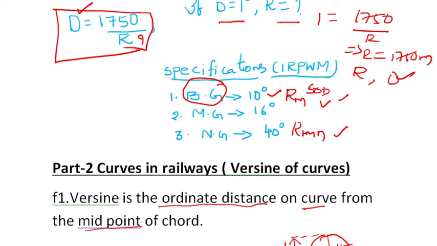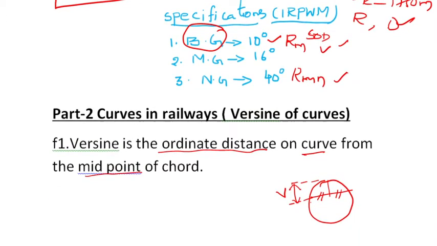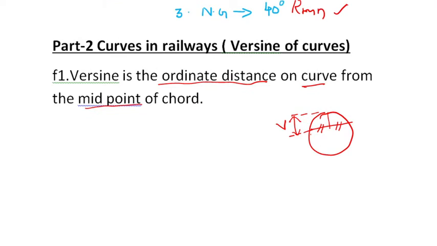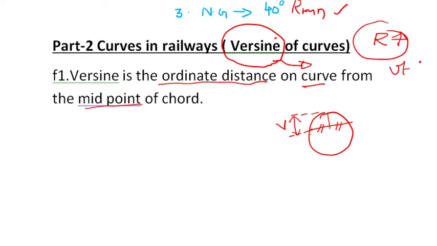Okay, right. Now let us go through this portion, versine. Before understanding how to determine versine, let us see why versine is required. See, in field we have larger radius, so it is very difficult to find them. So indirectly we will find out this versine, and based on versine we will find out radius and then degree. So that is why we go for versine.